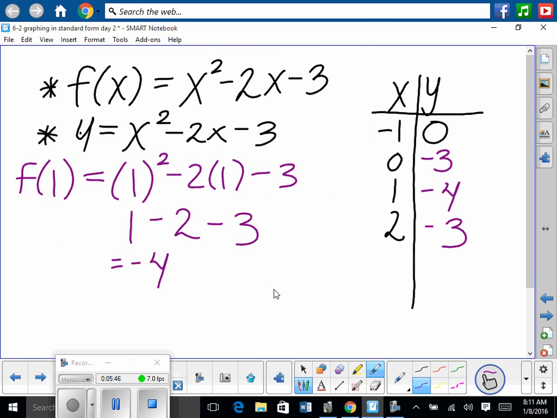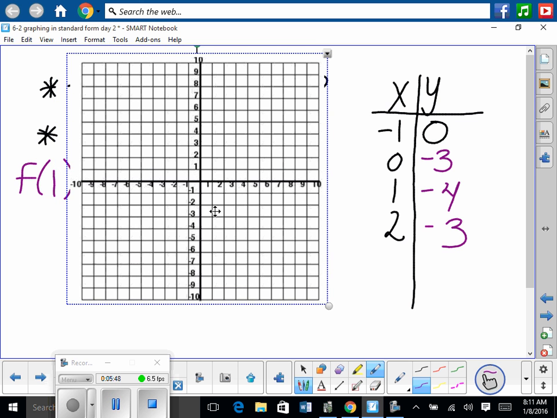So now I'm going to graph those points. I go to -1, up 0. I go over 0, down 3. I go over 1, down 1, 2, 3, 4. And I go over 2, down 1, 2, 3.